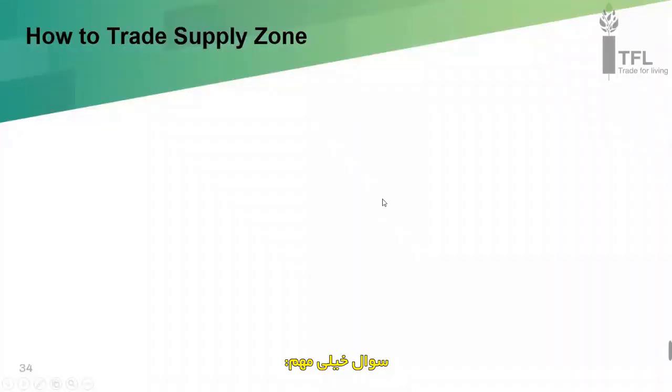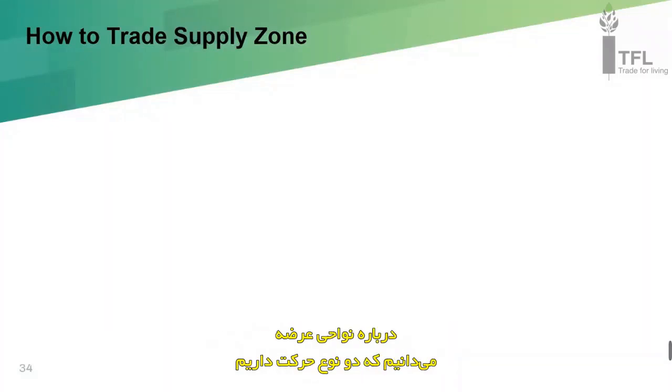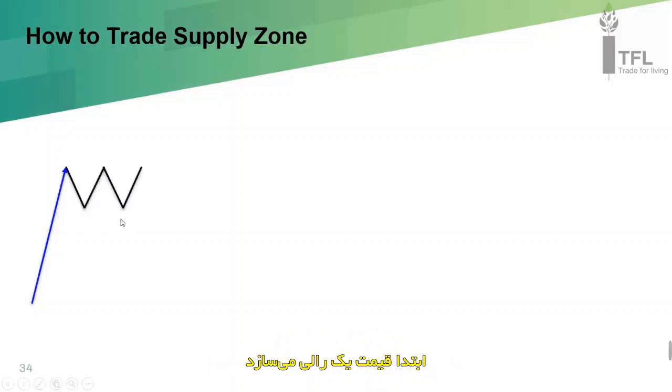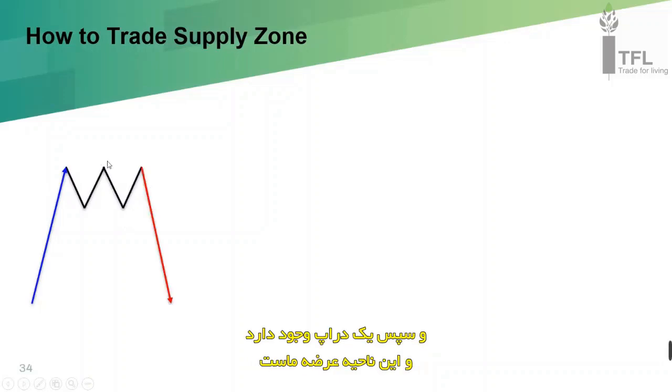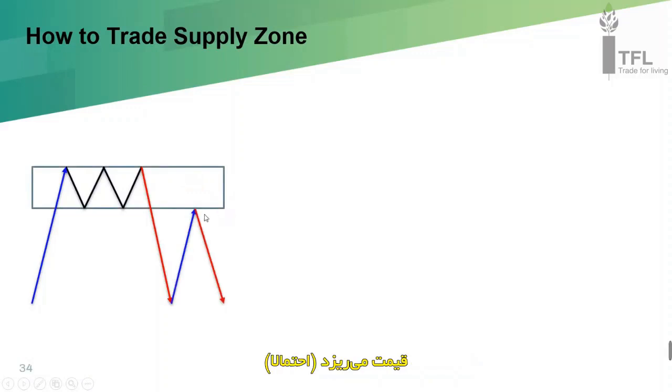Now the most important thing: how do we trade the supply and demand zone? We go with the supply zone first. On the supply zone, we know there are two types of movement: the rally base drop and the drop base drop. First, the rally base drop: we have a rally in price, then there is a base, then there is a drop. This is our supply zone. When the price comes back to this area in the future, there will likely be a drop.